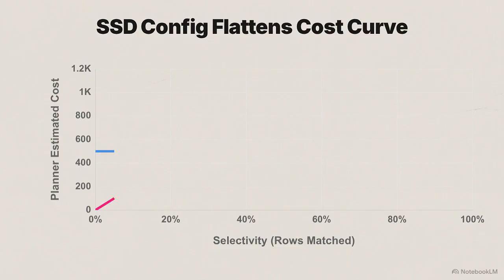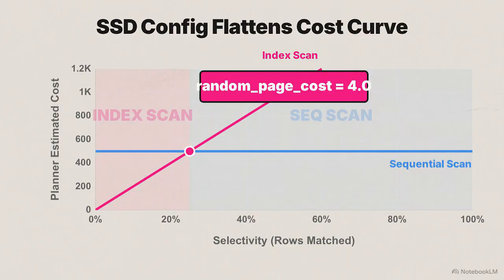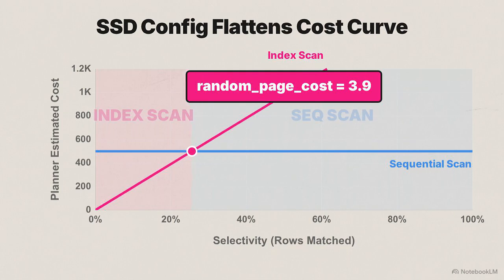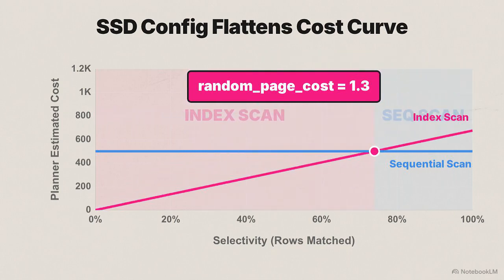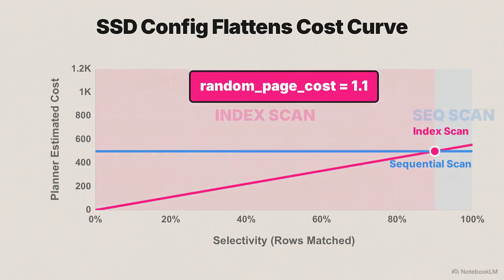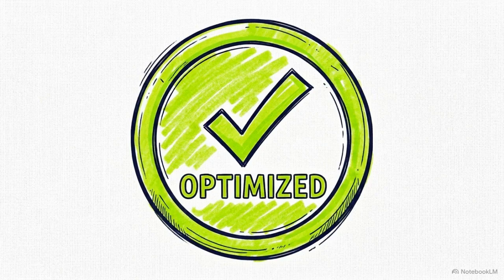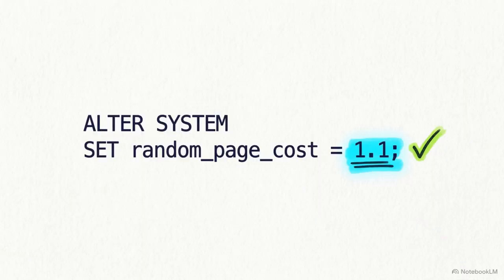When we update that penalty to reflect modern hardware, the cost curve completely changes. The index scan becomes incredibly cheap, and the crossover point slides way out. Suddenly, the database starts choosing the index for almost every query. You can fix this on your system with a single line of configuration. Running this command tells the planner it's sitting on an SSD. It requires zero downtime, and it takes effect immediately.